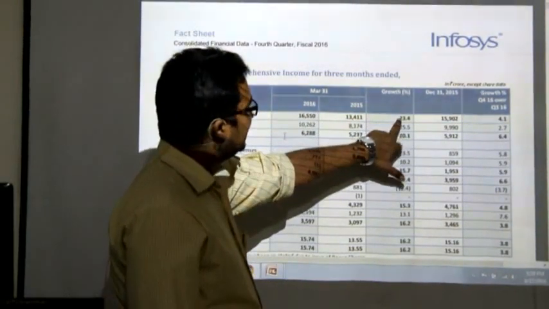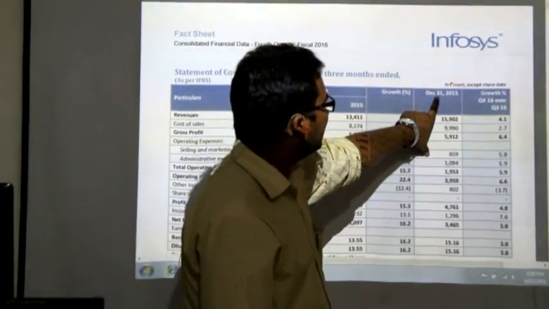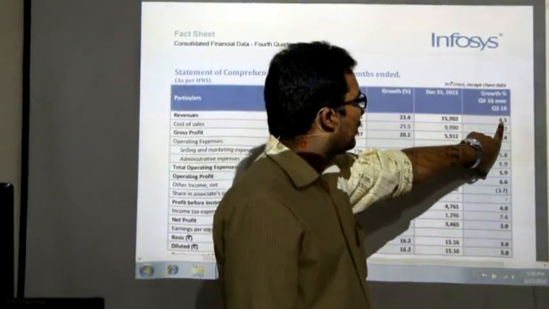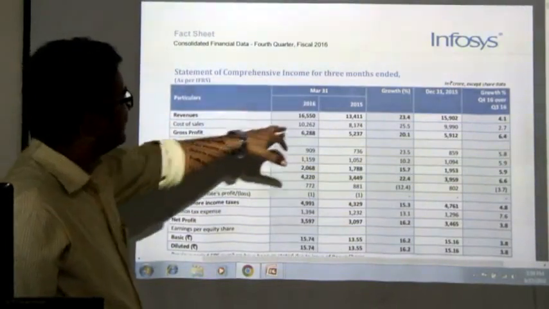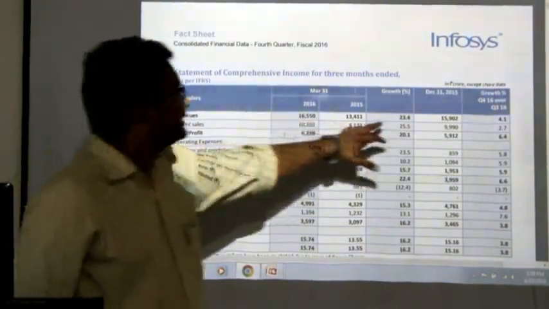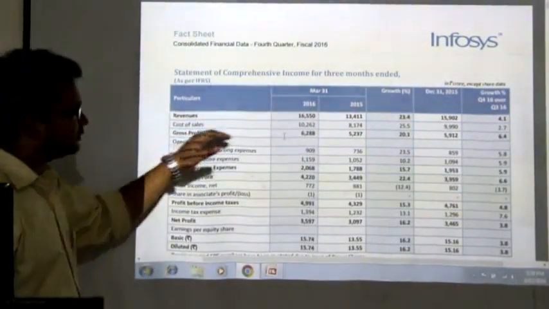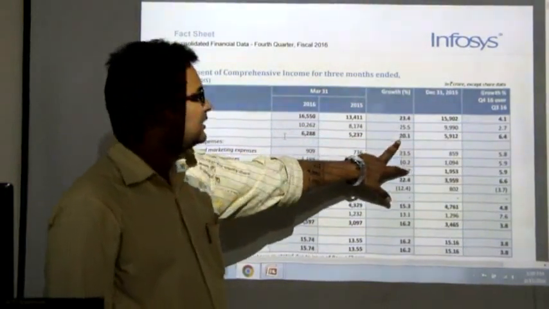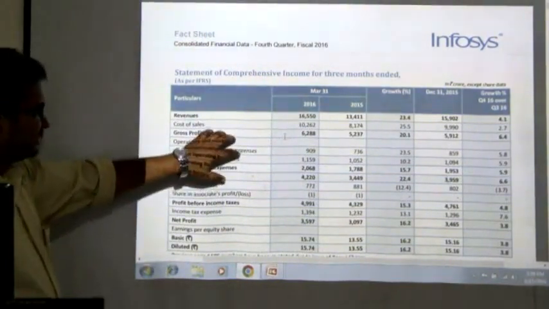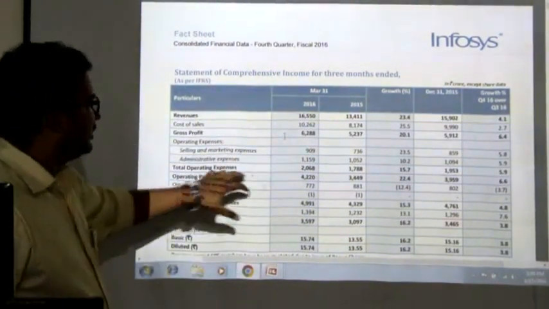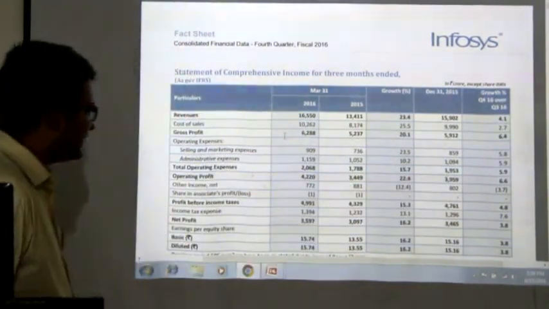So this is year on year growth rate, and if it compares with the quarter 3, that is December 31st 2015, it becomes the quarter on quarter growth rate. So when we talk about Infosys, the revenue for March quarter was 16,515, which was up 23% year on year and up 4% quarter on quarter. Similarly, the gross profit of the company was up 20% year on year and up 6.4% quarter on quarter. The expenses were also up 15% year on year and approximately 6% quarter on quarter.